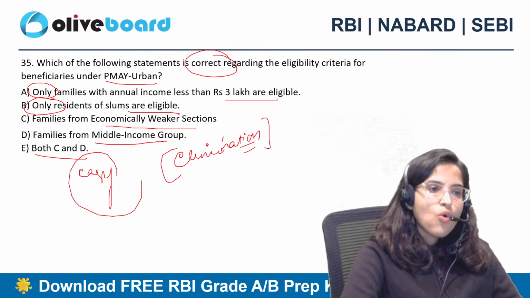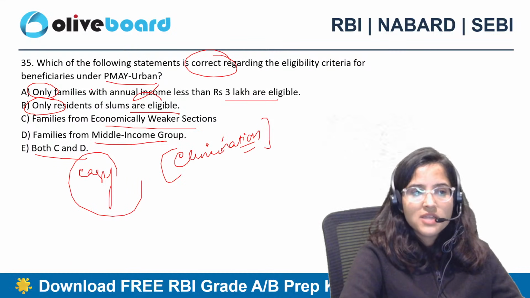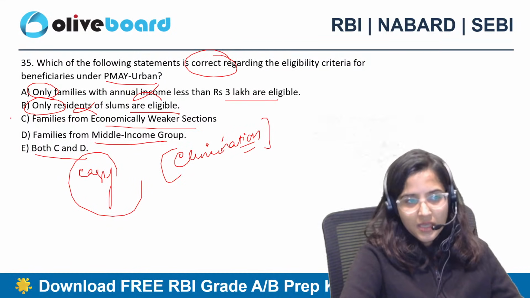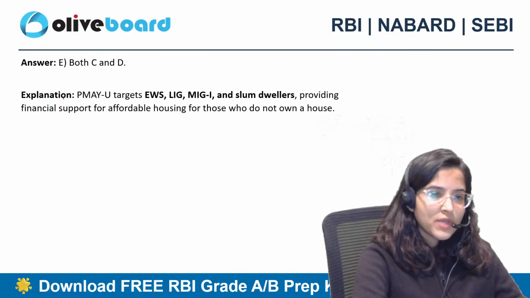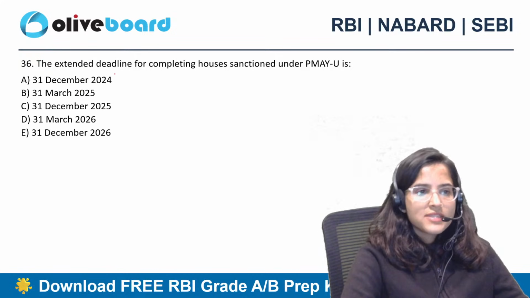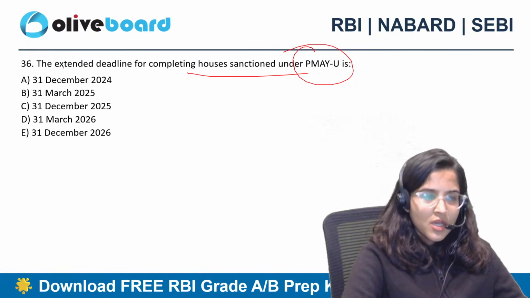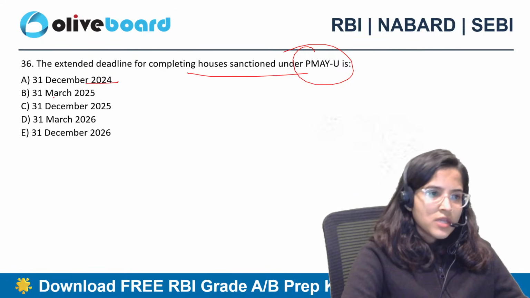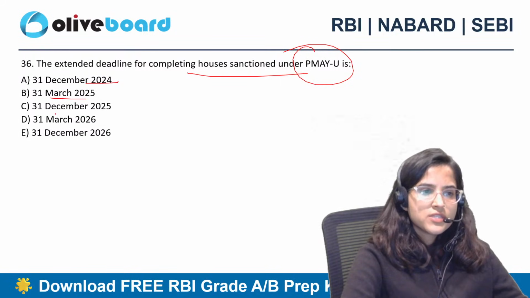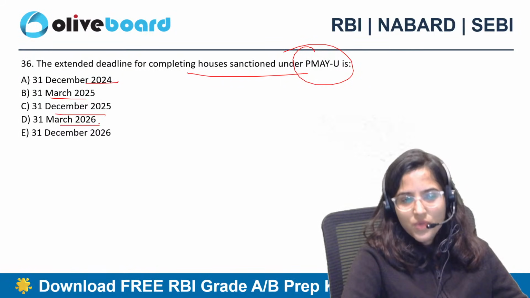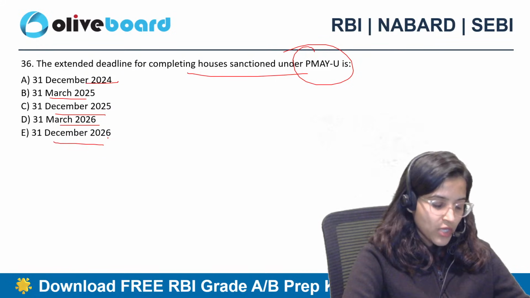तो अगर आप यहाँ देखें तो ओनली फैमिलीज विद एनुअल इनकम, ओनली जब आ जाता है ना तो वो मोस्टली आपका गलत रहता है। तो ईडब्ल्यूएस के लिए भी है, मिडिल इनकम ग्रुप के लिए है, एब्सोल्युटली करेक्ट। Extended deadline for completing houses sanctioned under Awas Yojana Urban: 31st December 24, 31st March 25, 31st December 2025, March 2026, 31st December 2026.